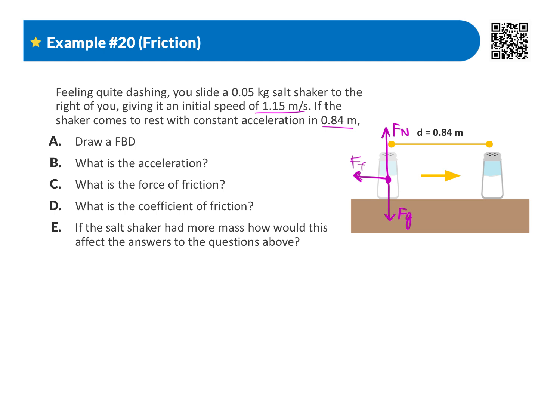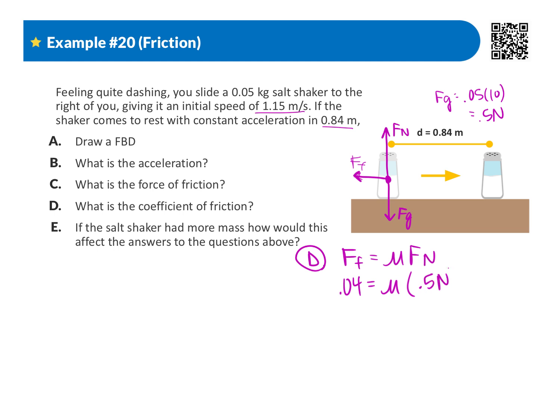Now I can solve for the coefficient of friction, and we know that because we know force of friction is equal to coefficient times the normal force. So I can say force of friction 0.04 equals coefficient. And then what does the normal force need to be equal to in this case? 0.5. Yeah, it would be 0.5 because FG is 0.05 times 10, which is 0.5 newtons. So my normal force also needs to be 0.5 newtons.